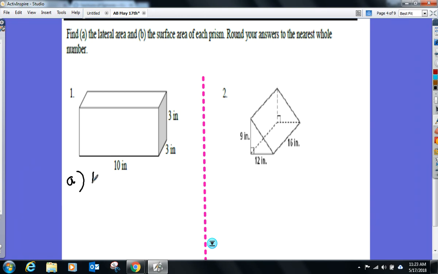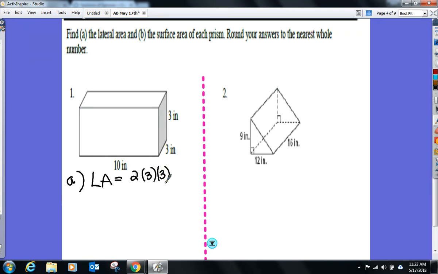All right, lateral area, here we go. Find the area of everything but the bases. So give me the right and left dimensions right now. The right and left faces, what do you got for me? 3 times 3, and how many of them are there? 2 of them. So 2 times 3 times 3. That takes care of the right and the left.